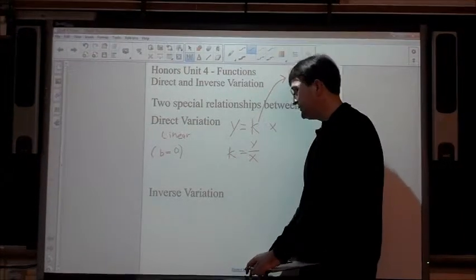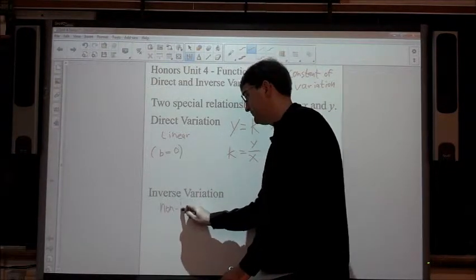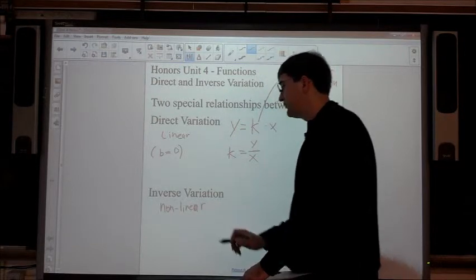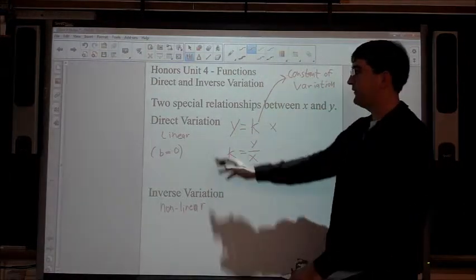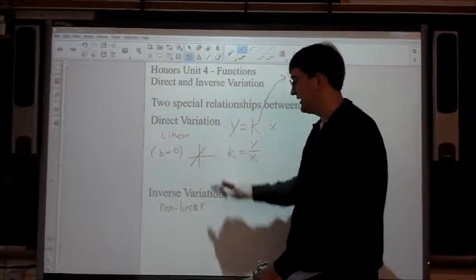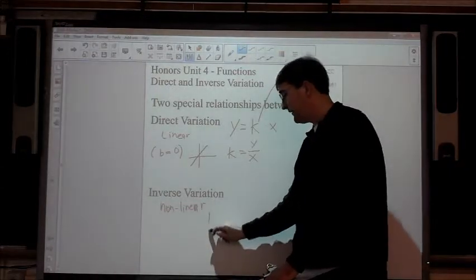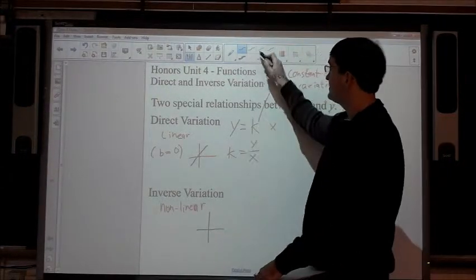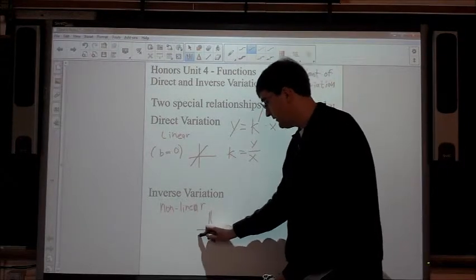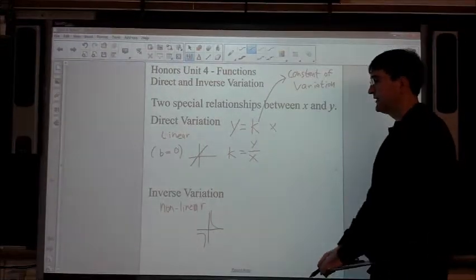For inverse variation, it's all the opposite. First of all, inverse variation is nonlinear. We don't get a straight line when we're looking at inverse variation. It's not like direct variation is a line that is increasing and inverse variation is a line that is decreasing. When you graph a case of inverse variation, what you'll actually get is kind of a weird looking graph like this. And you can check that out on your calculator once we get to the example.